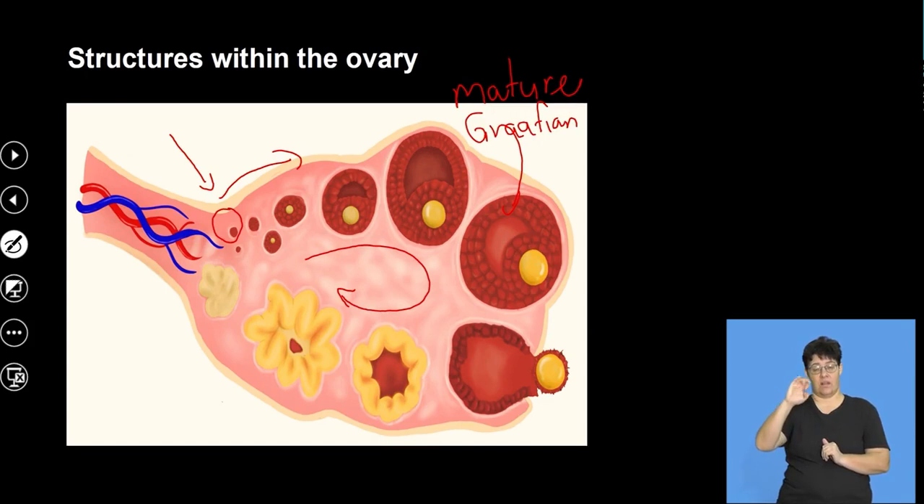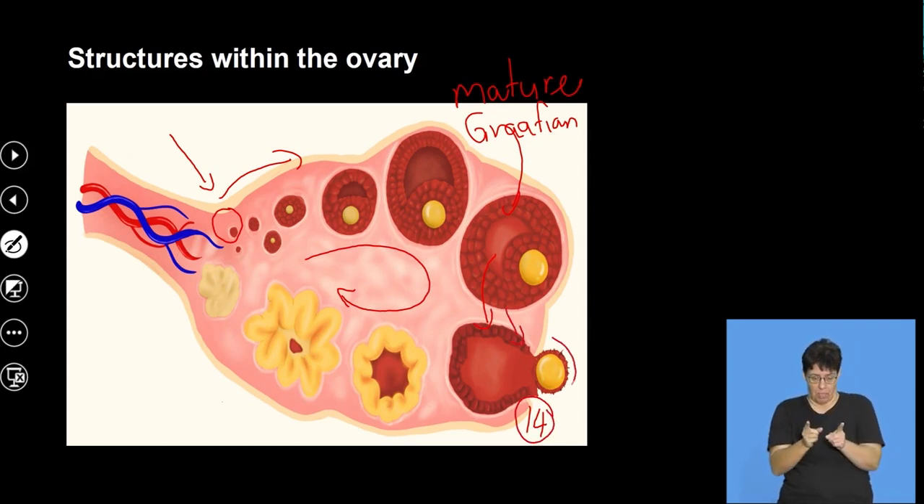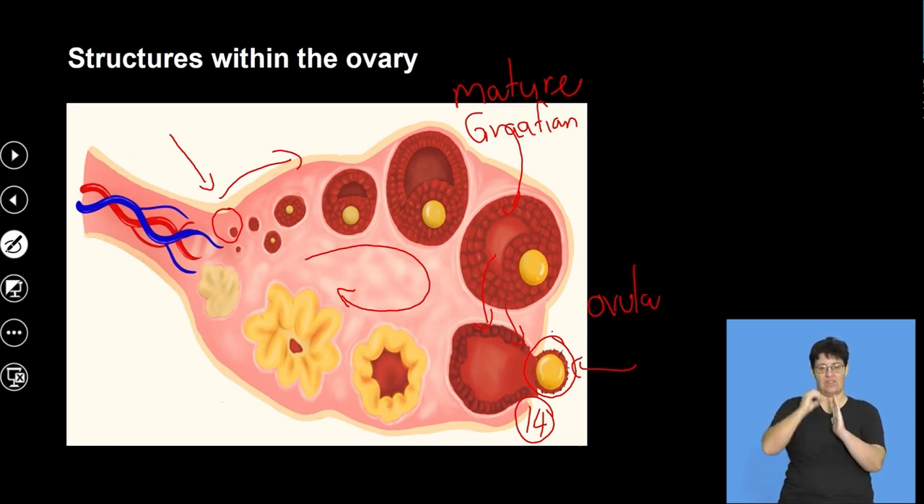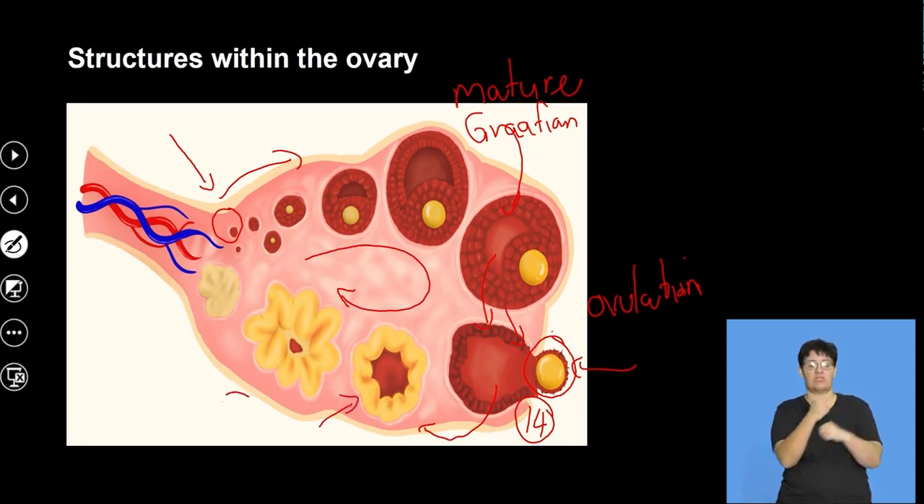We also know that the Graafian follicle, around day 14, ruptures and releases an ovum. This process is referred to as ovulation. We also know that after ovulation, that Graafian follicle now forms a structure called the corpus luteum.